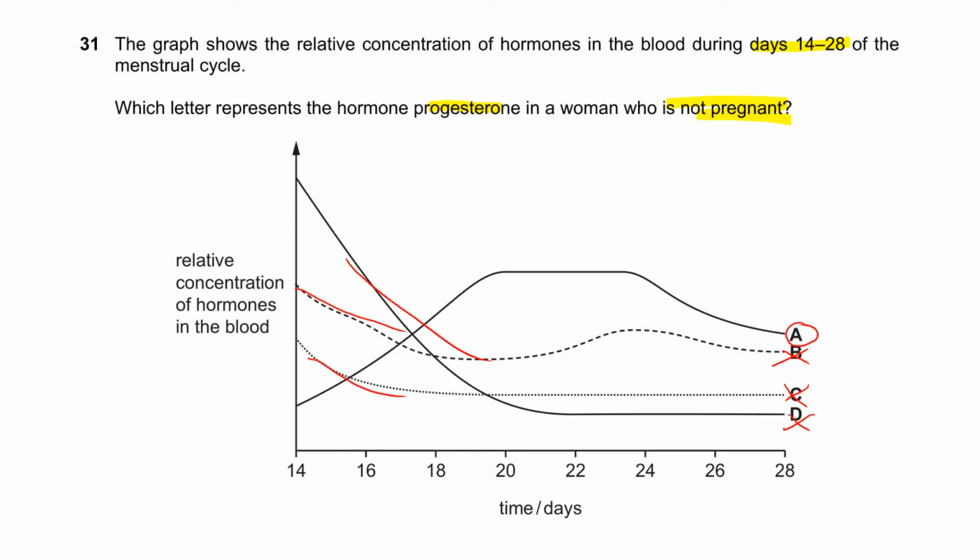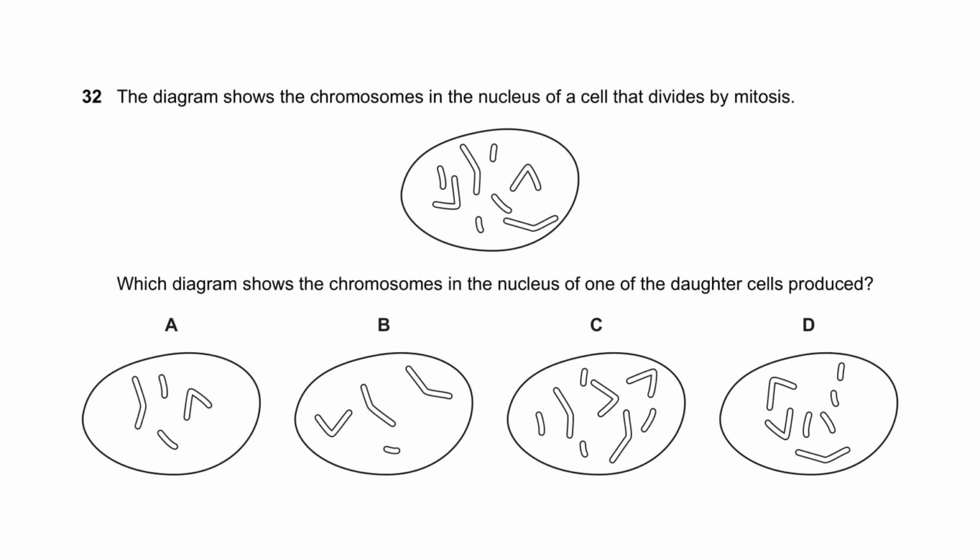So the answer is A. Question 32 says, the diagram shows the chromosomes in the nucleus of a cell that divides by mitosis. Which diagram shows the chromosomes in the nucleus of one of the daughter cells produced? It's important to remember that mitosis produces genetically identical daughter cells, so the chromosomes in the nucleus have to be identical to this one. So the answer is C.